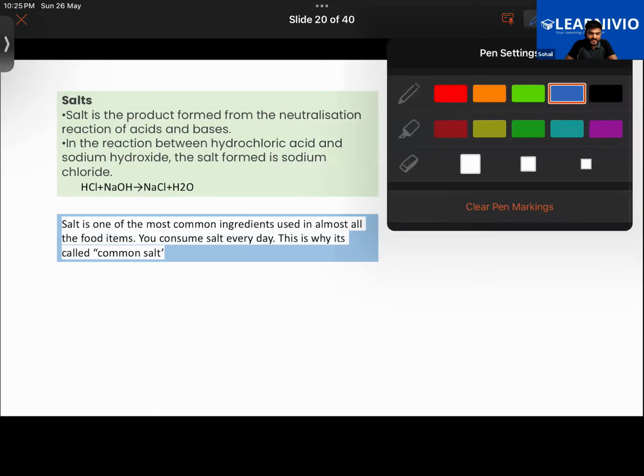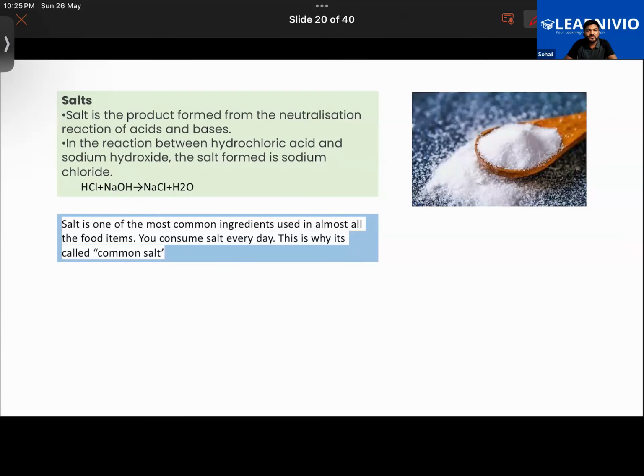Now, salt is one of the most common ingredients used in almost all food items. And since you consume it every day, it is called common salt also. Sodium chloride is used in almost every food, thereby we call it common salt also. I have a question for you guys. Can we survive without salt? Why is it so necessary for us? Why is salt important?